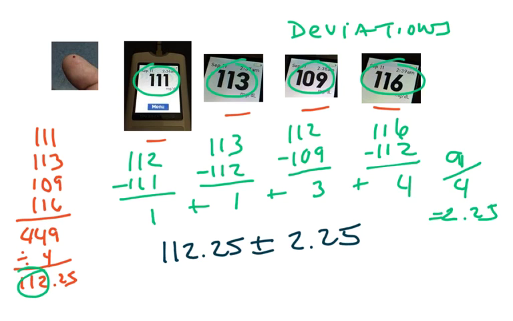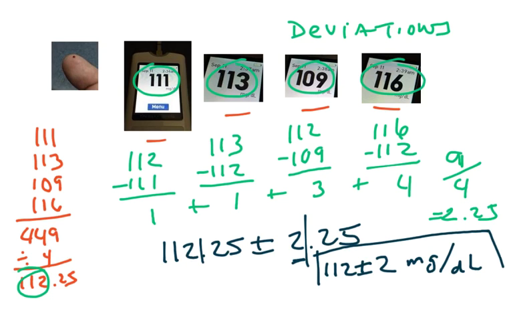And here we're going to clean this up a little bit. The idea is, I really only care about the first digit where there is uncertainty, because that's the end of my measurement. So I'm really going to stop at 2. So I'm going to round this off as well. My final answer here is going to be 112 plus or minus 2. And the units on this are milligrams per deciliter. I'm just getting that because I'm looking at my meter. So that's how I would take these.